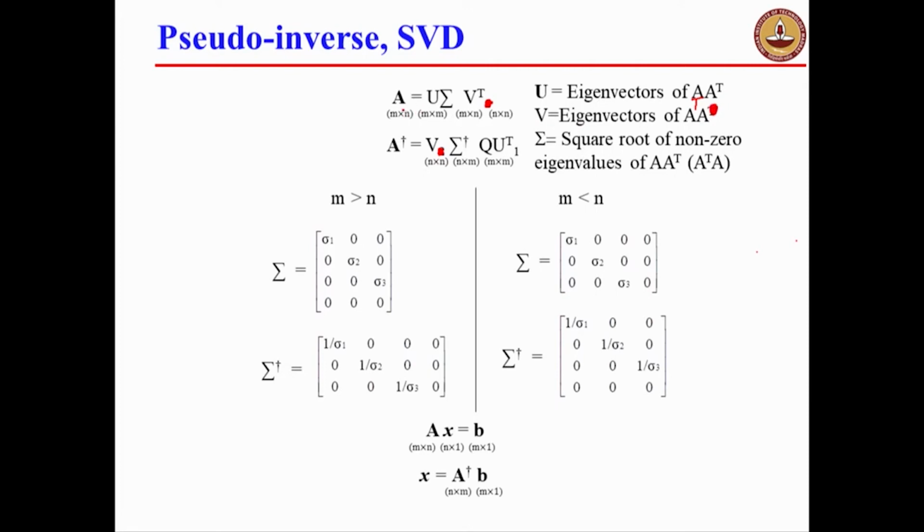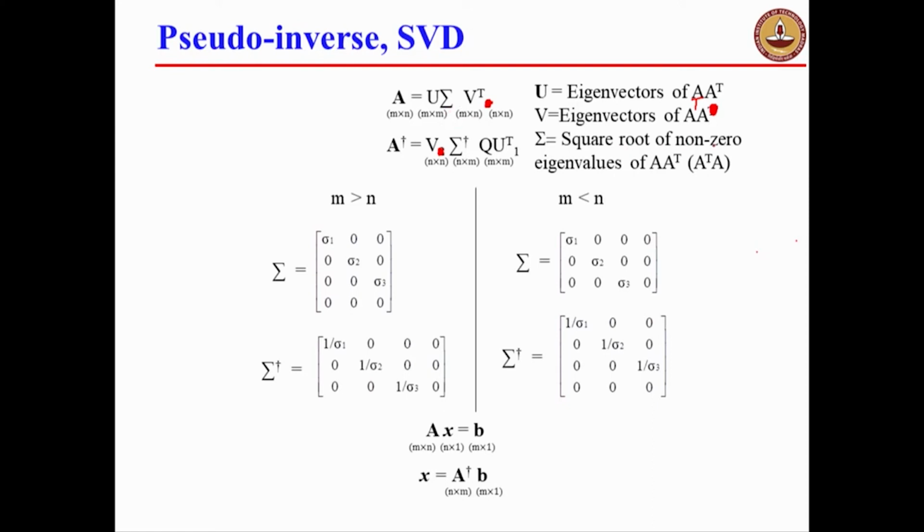Now, let me repeat. A can be factorized as U times sigma times V transpose. The columns of U contain the eigenvectors of AA transpose. The columns of V contain the eigenvectors of A transpose A. U is a square matrix of size M cross M. V is a square matrix of size N cross N. Capital sigma is a rectangular matrix of size M cross N.